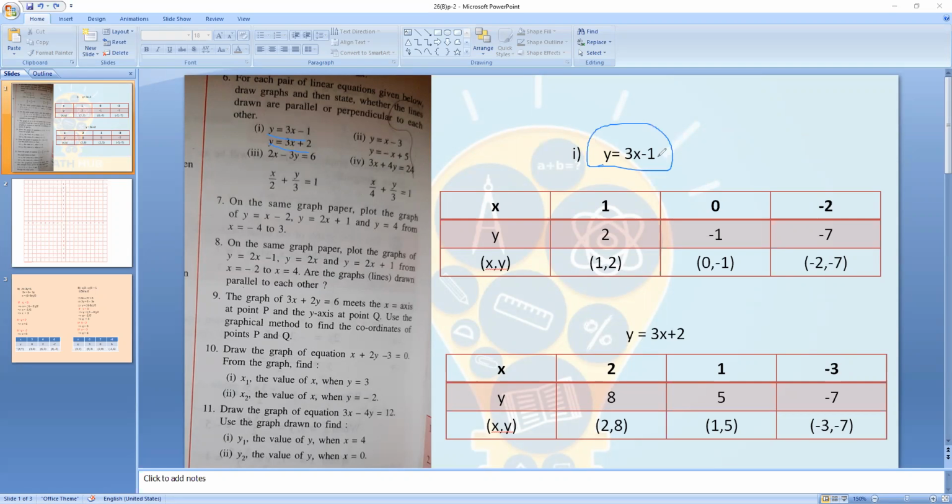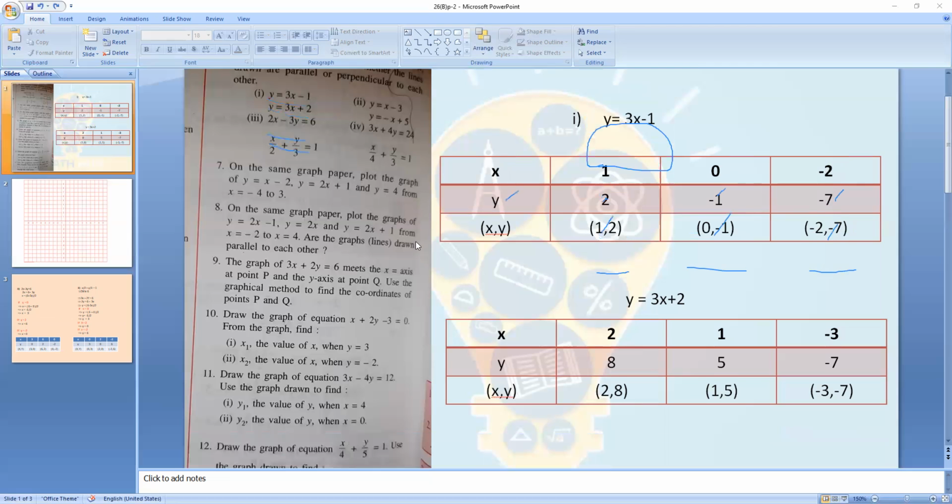Okay. So here, what we have to do first, if we substitute x equal to 1, what will we get? 3 into 1, it is 3. So 3 minus 1, it is 2. So y equal to 2, and that point is 1 comma 2. In the same way, if x equal to 0, 3 into 0, it is 0. 0 minus 1, it is minus 1, right? So the point is 0 comma minus 1. So for x equal to minus 2, 3 into minus 2, it is minus 6, minus 6 minus 1, it is minus 7. So the point is minus 2 comma minus 7.